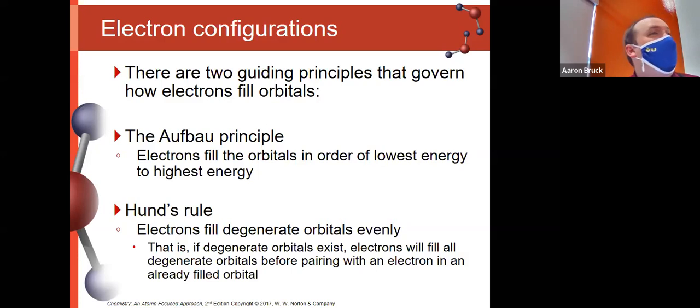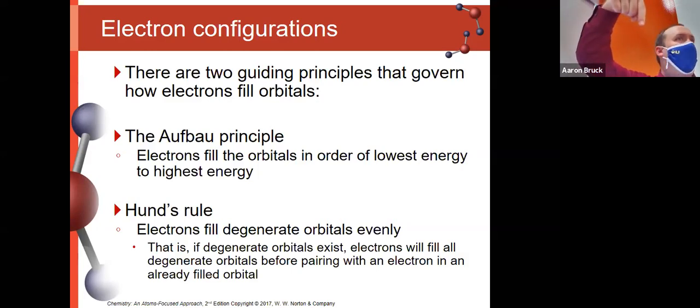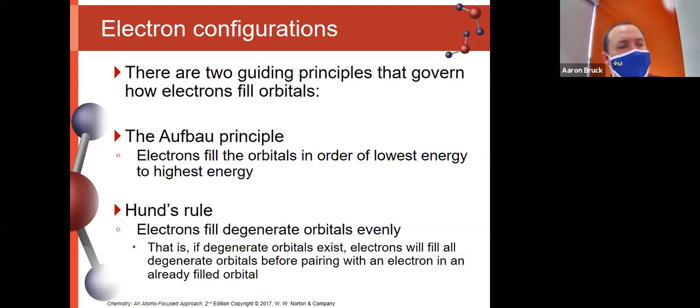Again, by convention, the spin up electron is generally considered to be the lower energy configuration. So when we draw orbital notation out and we're filling in those degenerate orbitals, we're going to fill them with spin up electrons first. Spin up electrons are easy to spot. They are arrows that are pointing up. Spin down electrons are also easy to spot. They are arrows that are pointing down. So those are our 2 guiding principles.